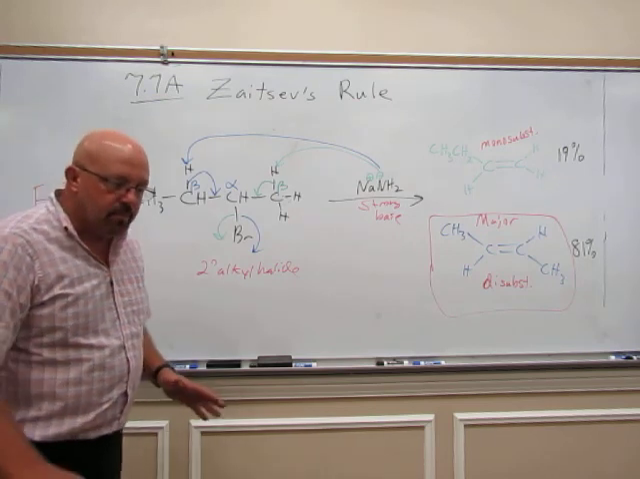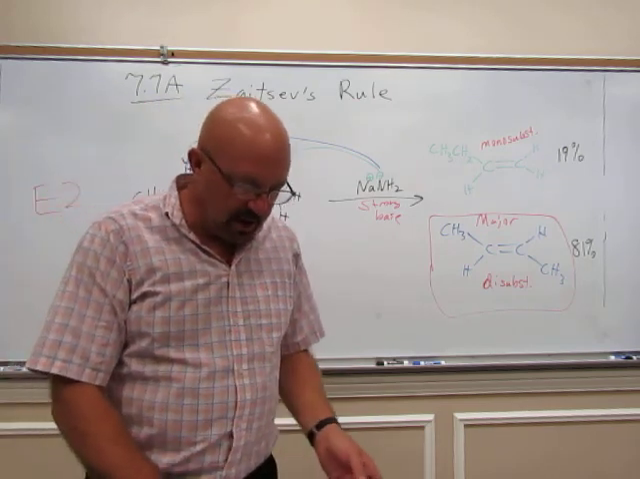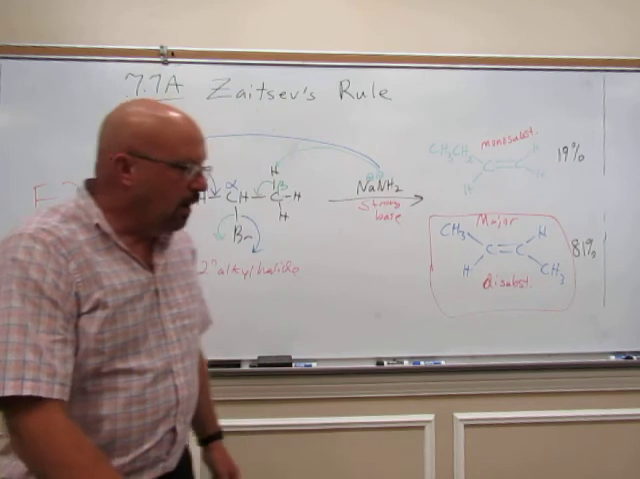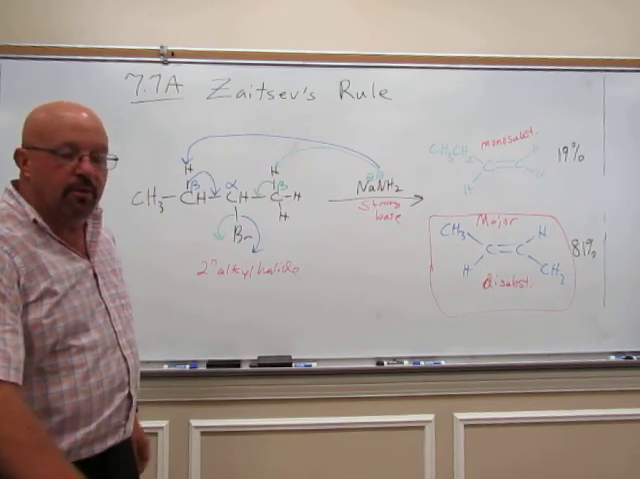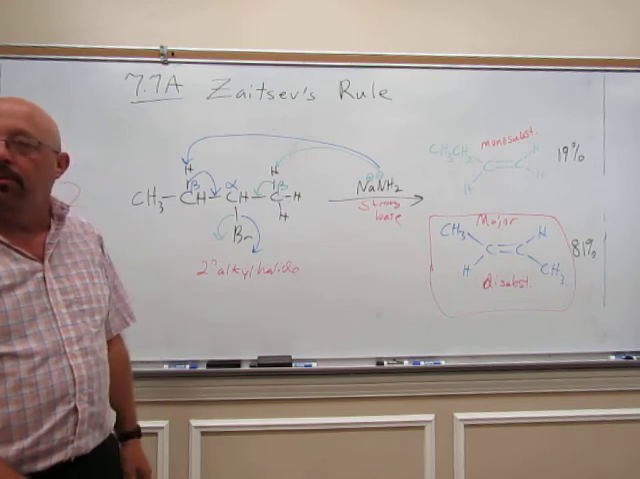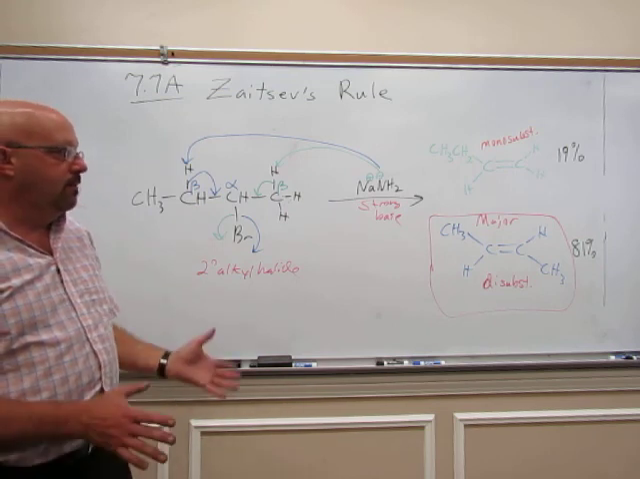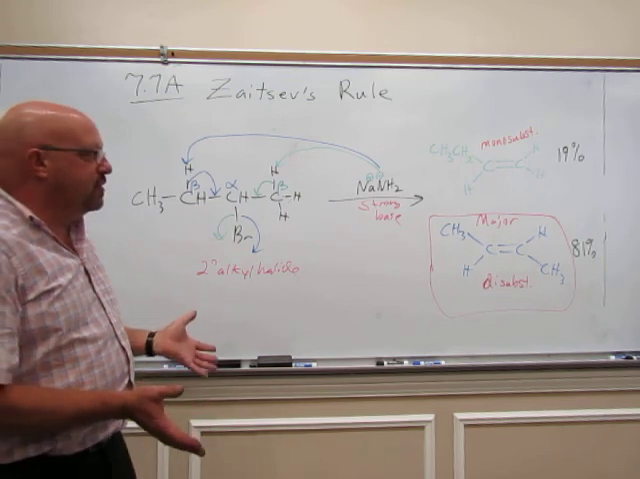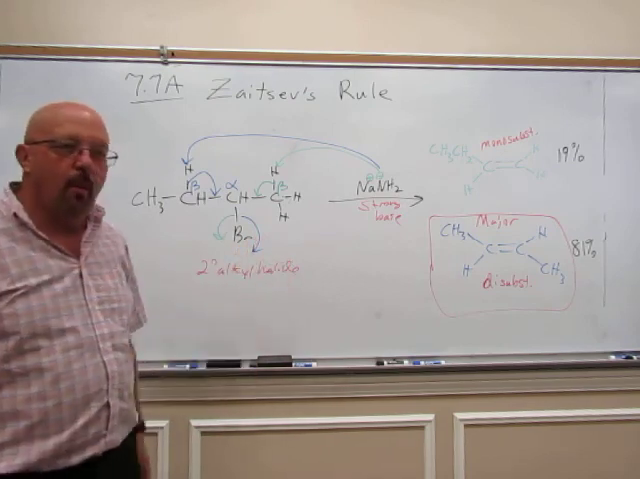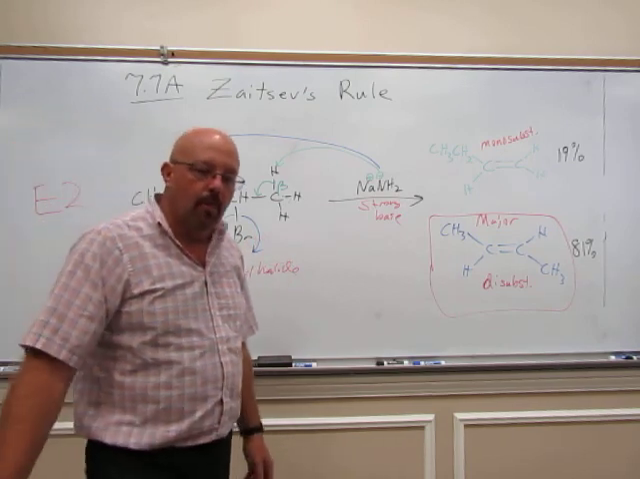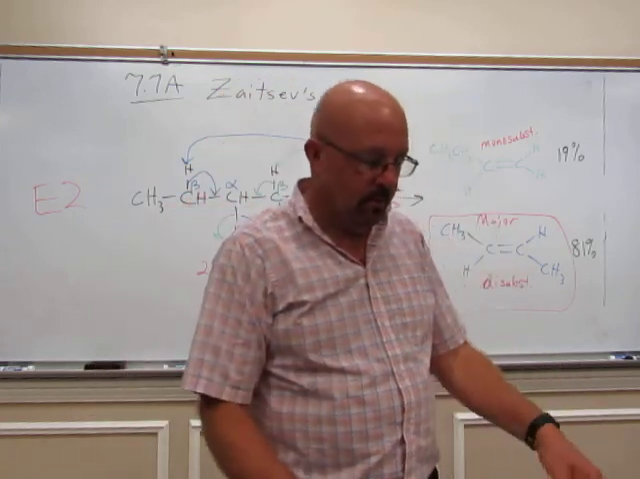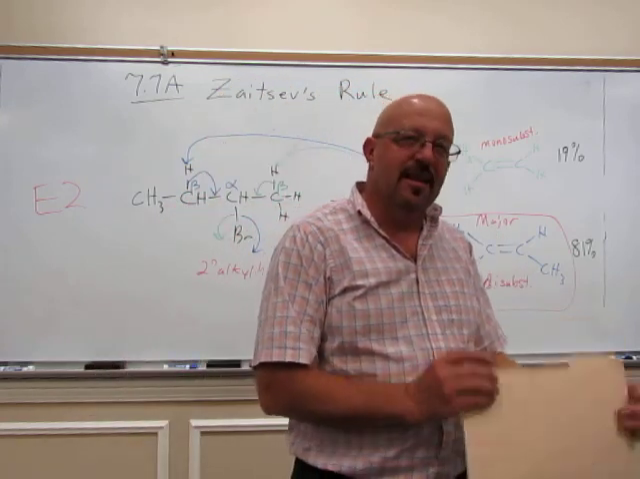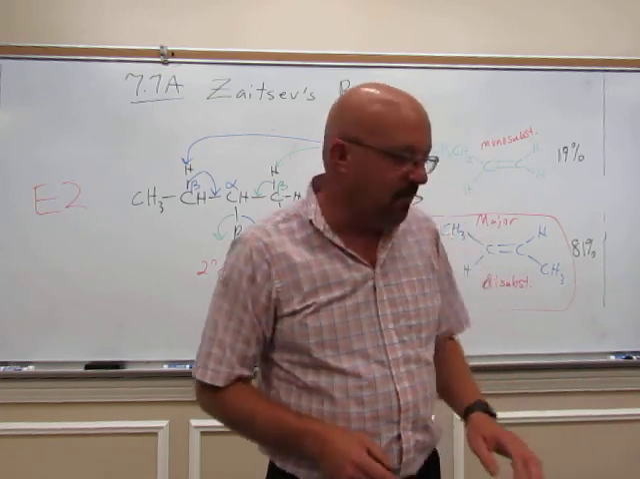Okay. So, we want to form the more stable alkene. Zaitsev's Rule, I'm out of time here. I'll write up his rule next time and we'll do another example. But you don't need his rule. Just know that you're always going to form the more substituted alkene, the more stable alkene. There is an exception to that, and we'll talk about that next time as well.